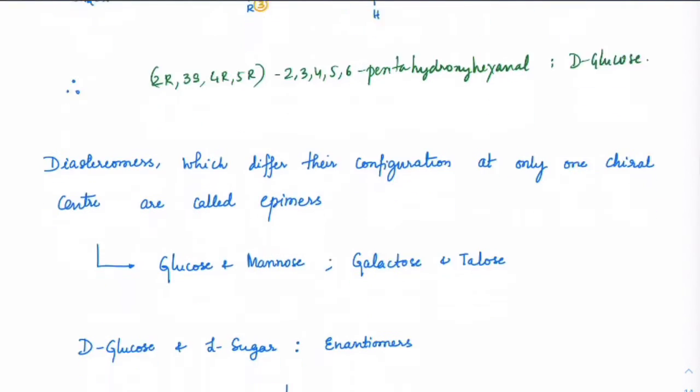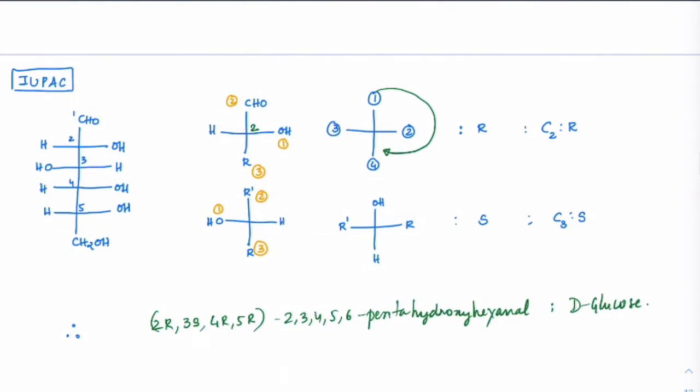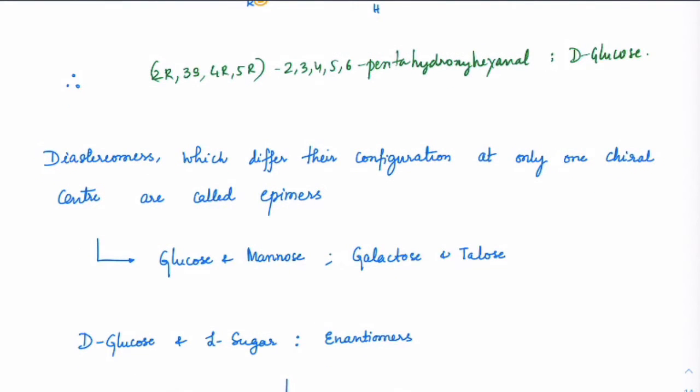Got it? Next, if you see glucose, I told you that it can exist like an epimer with mannose, right? At C2, it will exist like a mannose. Same way at C2, galactose and talose can also exist like epimers. Please draw the structure of galactose once and check it out.